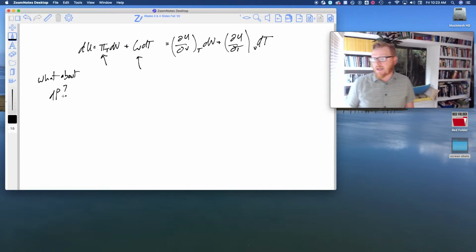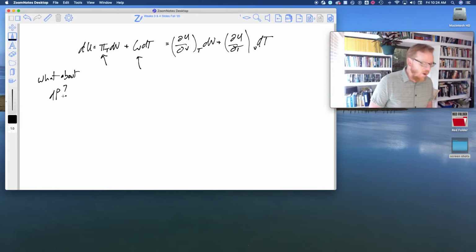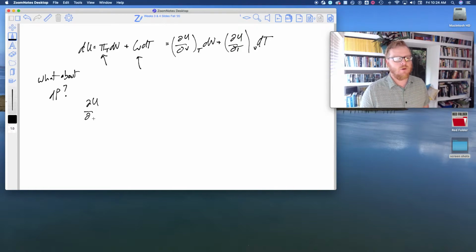Okay, what about dP? So now I'm going to look at the total change in U with respect to P. So we're just going to apply the change in P to this whole expression.